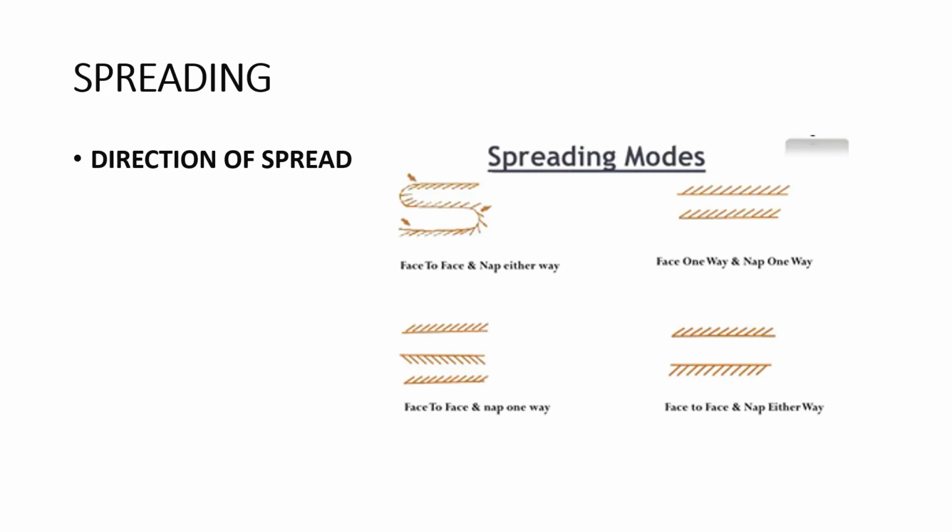So when we talk about the direction of the spread, we talk about the face and the nap side, and proper spreading should be there. Okay. Direction of the spread also plays an important role in the spreading efficiency or the next operation when the cutting will be done. So it is an important parameter for quality control in spreading.